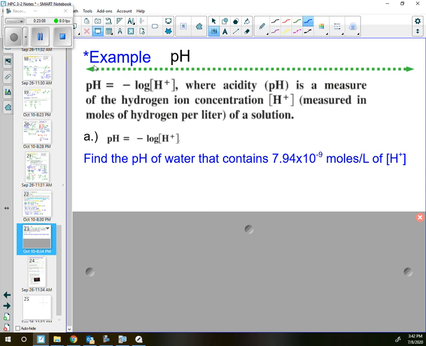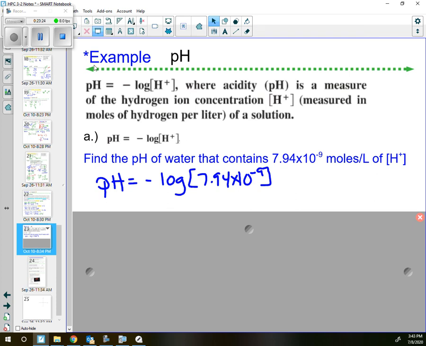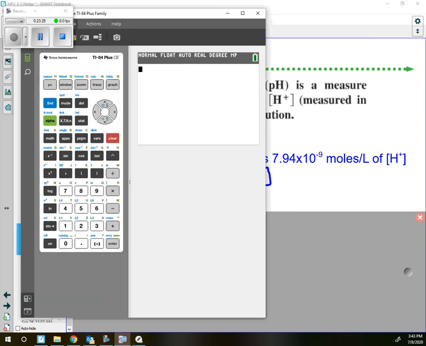All right, so find the pH of water that contains 7.94 times 10 to the negative ninth moles per liter of hydrogen concentration. If you're calculating a pH and you know the concentration of hydrogen, it's just a matter of using your formula and plugging it in, knowing how to use that on your calculator. If you have the H plus, we can just calculate it. You have to know what log you're using. We're using common log, so log, and then we have our 7.94.